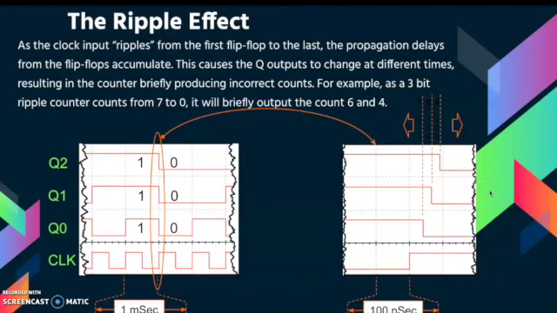Then we have the ripple effect. As the clock input ripples from the first flip-flop to the last, the propagation delays from the flip-flops accumulate. That means it gets slower with every flip-flop that we add. This causes the Q outputs to change at different times, resulting in the counter briefly producing incorrect counts. For example, as a 3-bit ripple counter counts from 7 to 0, it's going to briefly output the counts 6 and 4. So you're going to have flashes of incorrect values in there.